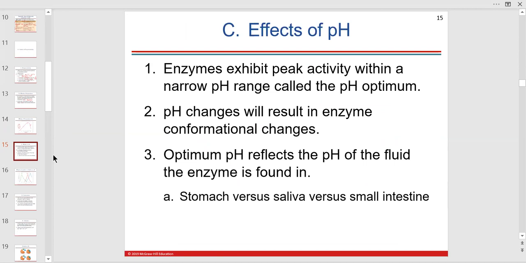Of course, enzymes peak in activity within a narrow pH range. We know the pH range. So we want an optimum pH for that enzyme. Of course, most enzymes operate at 7.4, except for pepsin, which is in the stomach, which is operating very low. It could even be zero because of all the HCl, all those protons in the stomach. So again, change the conformation, change the function of the enzyme.